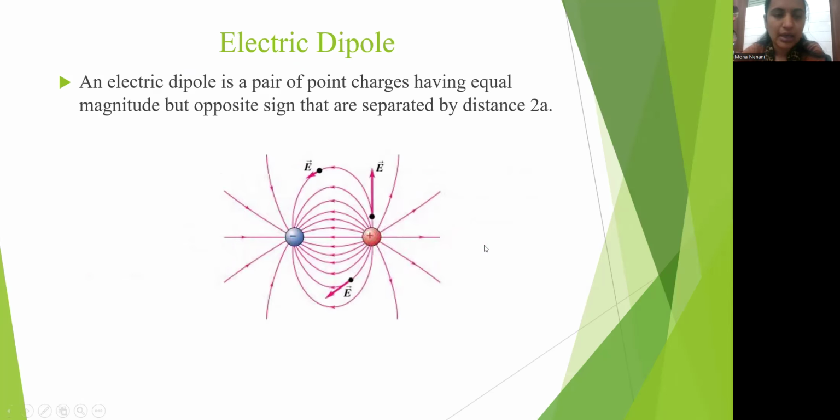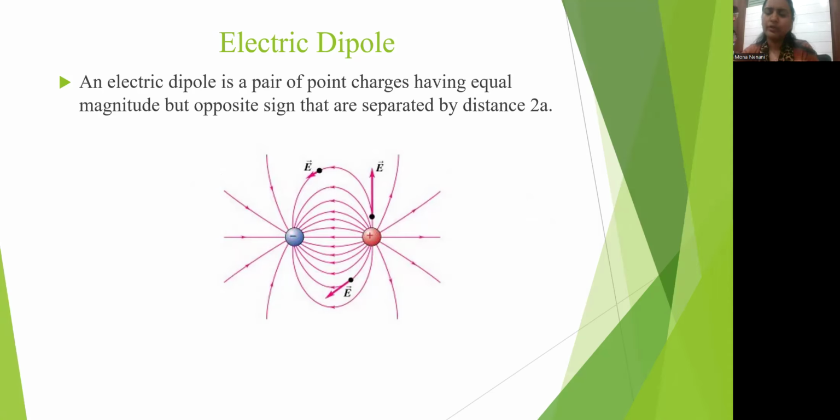Okay. What is an electric dipole? The name says it all. Dipole, right? Poles apart. So it is a pair of point charges having equal magnitude but opposite sign. One is positive Q and the second one is negative Q. Both have the same magnitude but opposite sign, and they are separated by some distance. Let's say this distance is twice A. For our convenience, we are saying this distance is twice A.